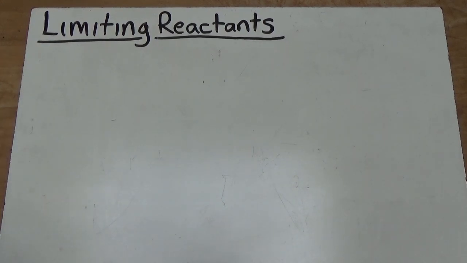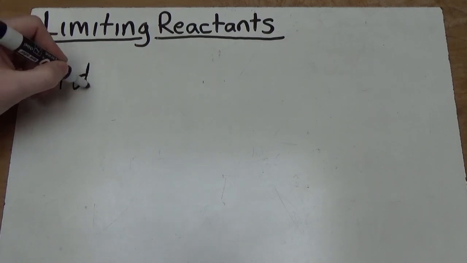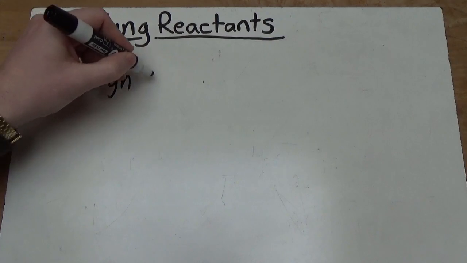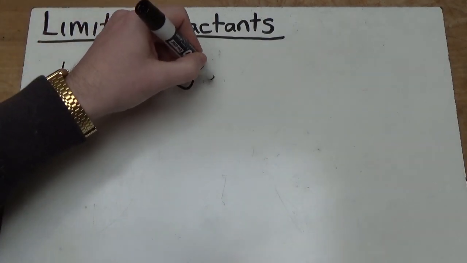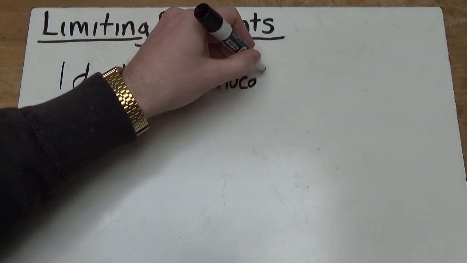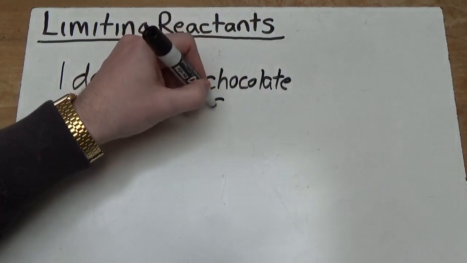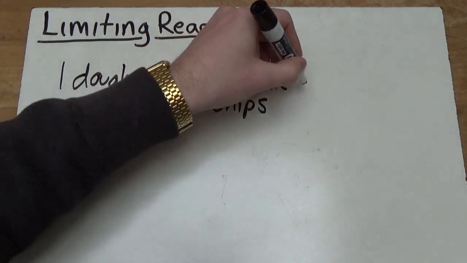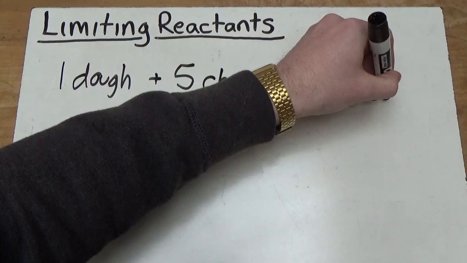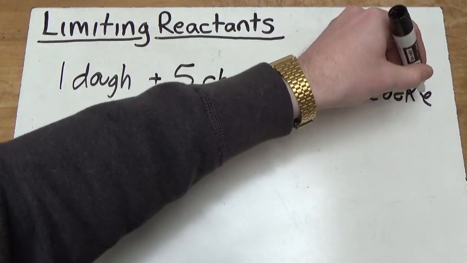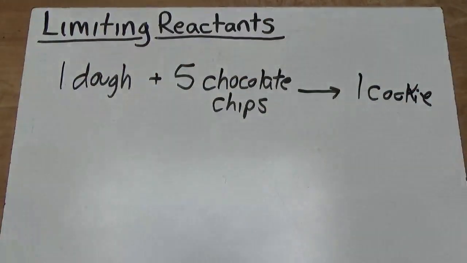Okay, so let's think of a metaphor first. I'm going to give you a fake chemical reaction, right? And we're going to think about it. If I need one piece of dough and 5 chocolate chips to make one cookie, let's call this my chemical reaction. This is balanced.